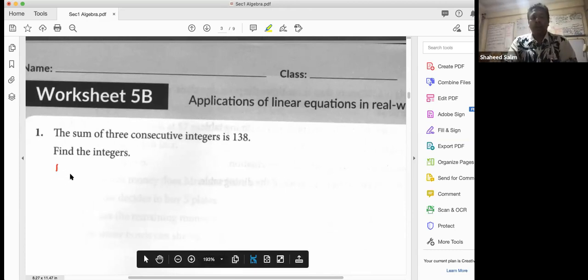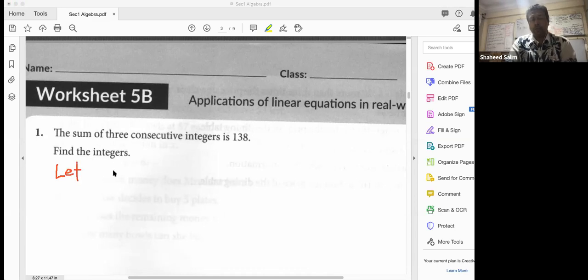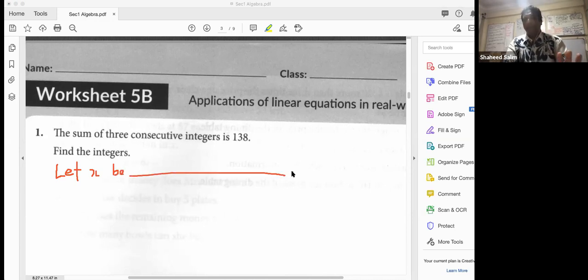So you write this down in your exercise book. Let X be. Now this is always the beginning of the sentence. Let X be. What? We'll figure out in a moment. But your first statement must be this. Now why? After you have done the equation later on, you must know what you have found. Some students become confused about what they have found. They do not know what they have found. So once you write it down here, then you understand later what you have found.